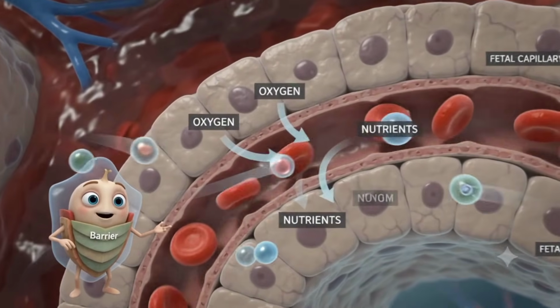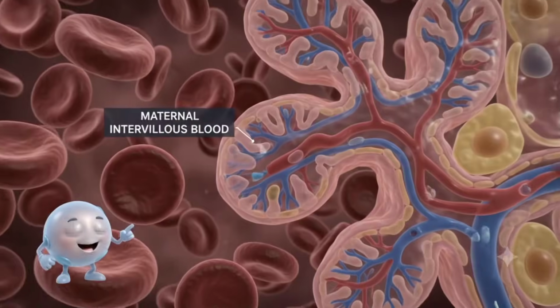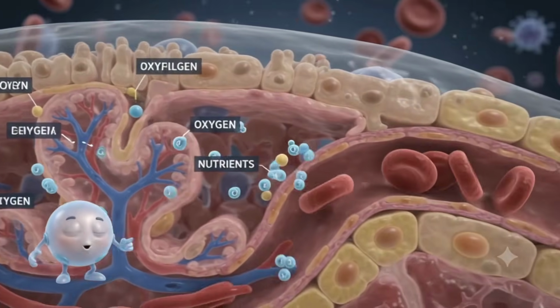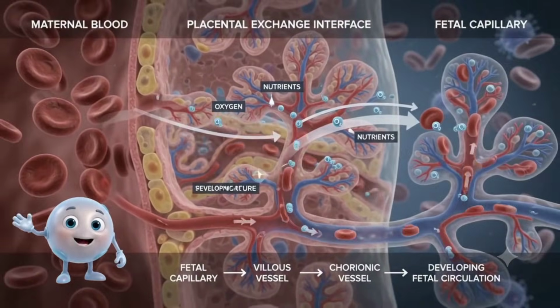Across the exchange barrier, oxygen moves toward the fetus, while carbon dioxide moves in the opposite direction. Oxygen crosses the placental exchange interface from the maternal side toward the fetal circulation, where it becomes available to the developing embryo, keeping the two blood supplies distinct.